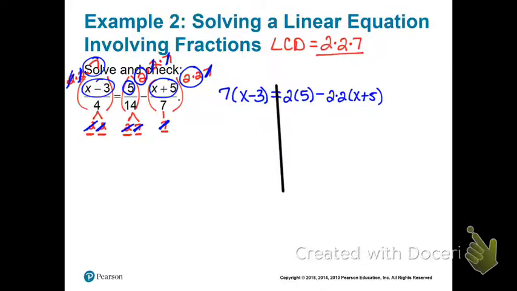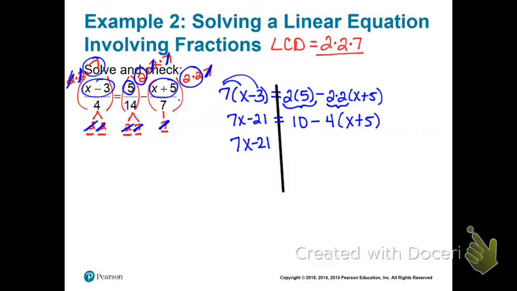So when I go to solve this, on the left I can distribute. So I get 7x minus 21 equals, on the right side here, I can multiply those. 2 times 5 is 10. And then here, I got minus 2 times 2, which is 4. And then I'm just going to bring down my times x plus 5. I can't do anything else on the left, so just bring it down for now.